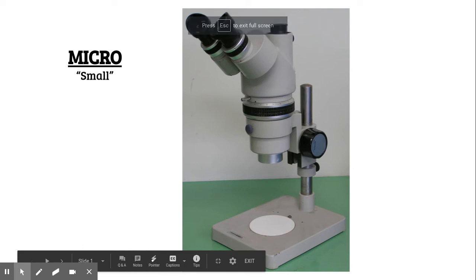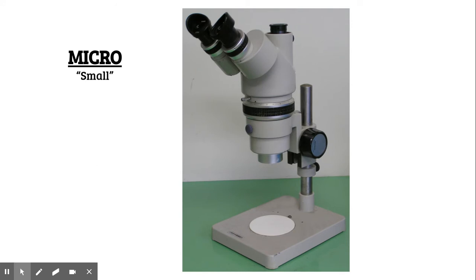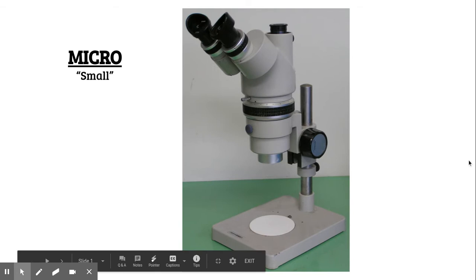Hey guys! So we're back here in phonics today learning about a new root. Our root last week was scope. Now our root that we're learning this week is very similar, so try not to get them confused. Last week, scope meant to see. This week, our new root word is micro. Now, micro means small. So here I have a picture of a microscope.